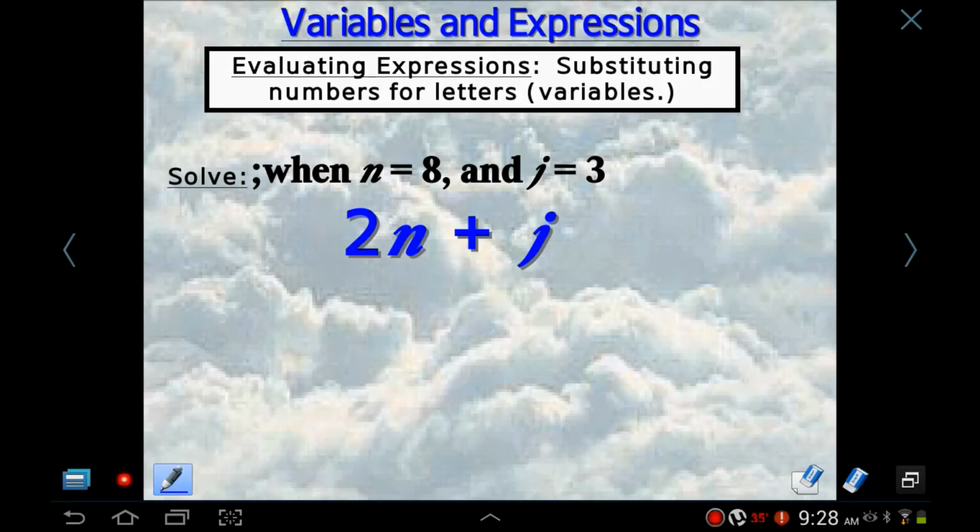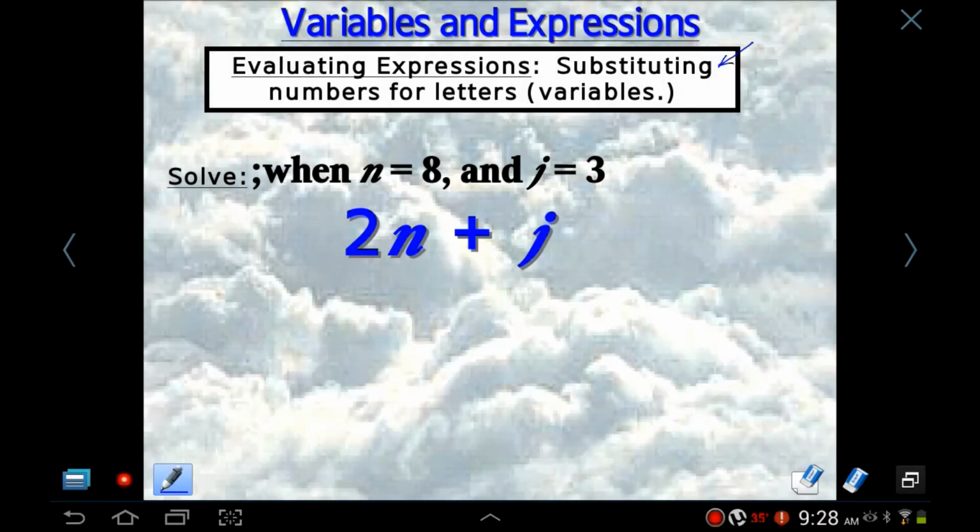Now, evaluating expressions, you might see that on an upcoming worksheet. You might see the word evaluate on a test or a quiz, and that always throws people off. Evaluate is just another way to say solve. That's just what it means. But we're going to substitute numbers for the letters.